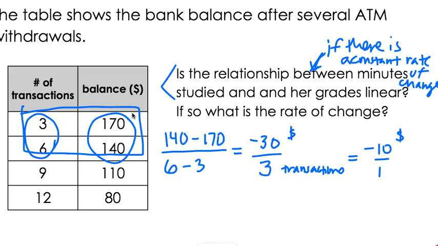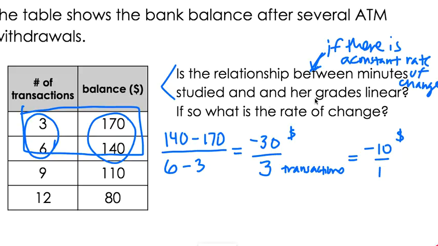A couple other things to remember. See how my balance is going down? Because my balance is going down, that's why we have a negative. So those are things to keep in mind too when you're self-checking: if things are decreasing, you should be looking at negative numbers. If things are increasing, you're looking at positives. So keep that in mind.